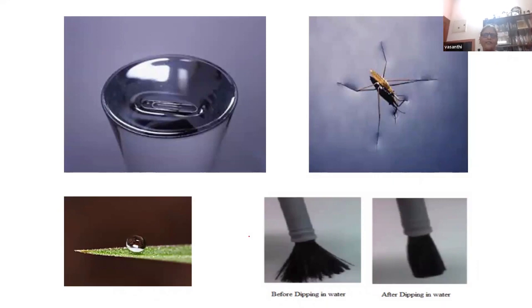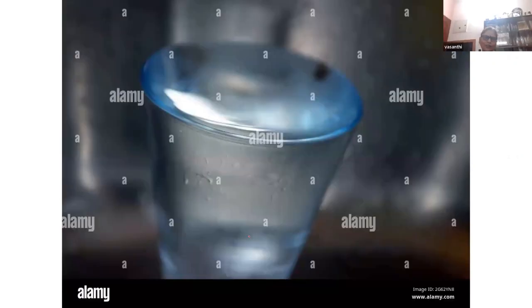So we are done with viscosity. So what is the property we are going to learn now? Surface tension. Surface tension. So I have shown you some pictures. We have to relate it to surface tension.